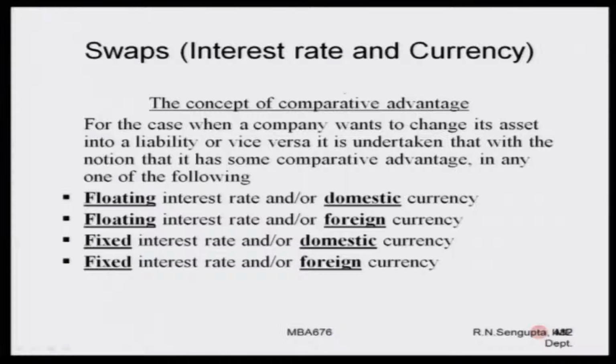So, the concept of competitive advantage would be basically there are 4 different type concepts. One is a floating interest rate being converted to a fixed, or a fixed to a floating. So, these are 2 scenarios, and a domestic currency being converted to a foreign currency or a foreign currency being converted to a domestic currency. So, there are another 2. So, 2 into 2, 4 different transactions would be dealt with in this simple manner.